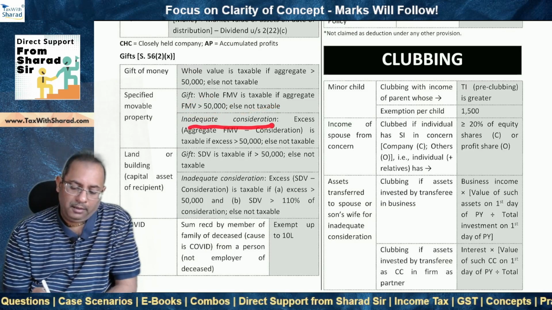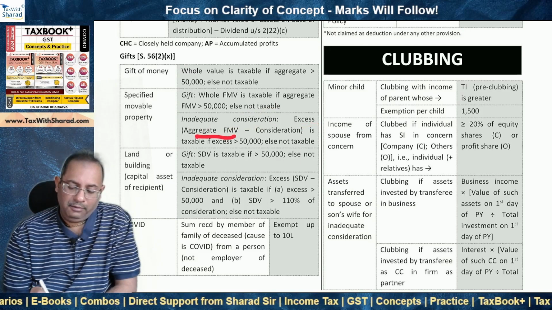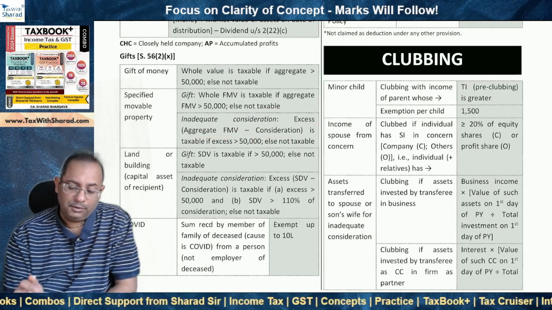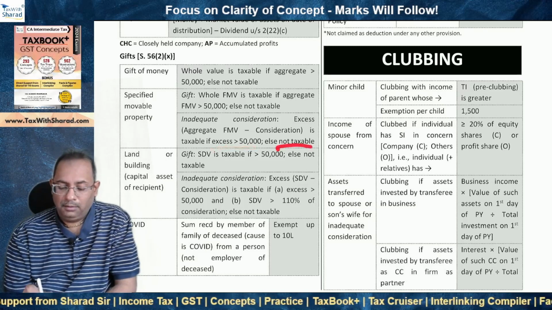In case of inadequate consideration, the excess is taxable. What is excess? It is aggregate FMV minus consideration. So that excess is taxable only if the excess is more than 50,000, else not taxable.